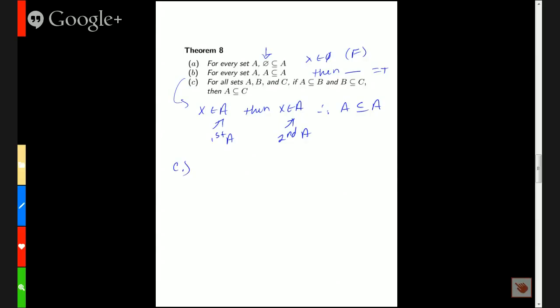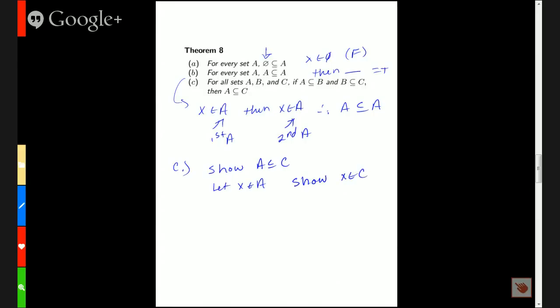But the part C one, for all sets A, B, and C, if A is a subset of B and B is a subset of C, then A is a subset of C. How would we show this? You're trying to show A is a subset of C. According to our direct proof method, what do we have to do to show A is a subset of C? Let X be an arbitrary element in A. Show that X is an element of C.